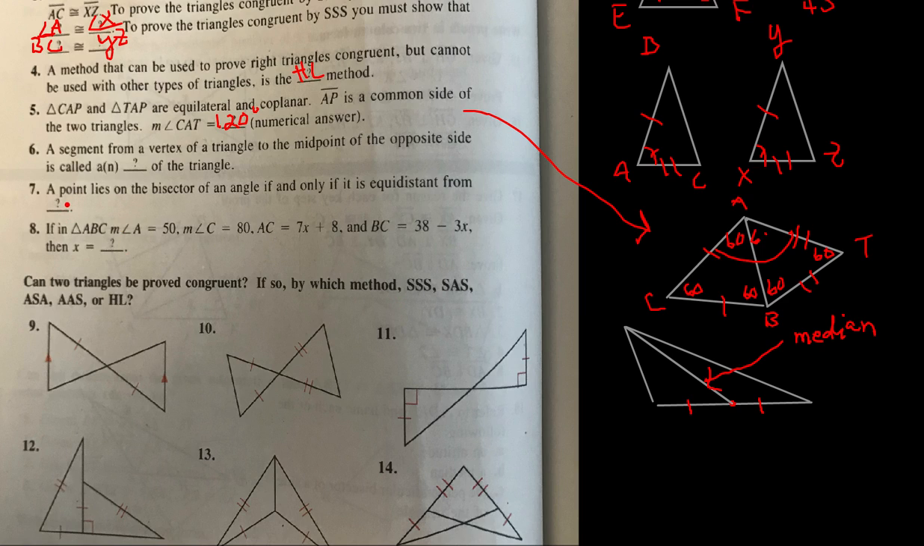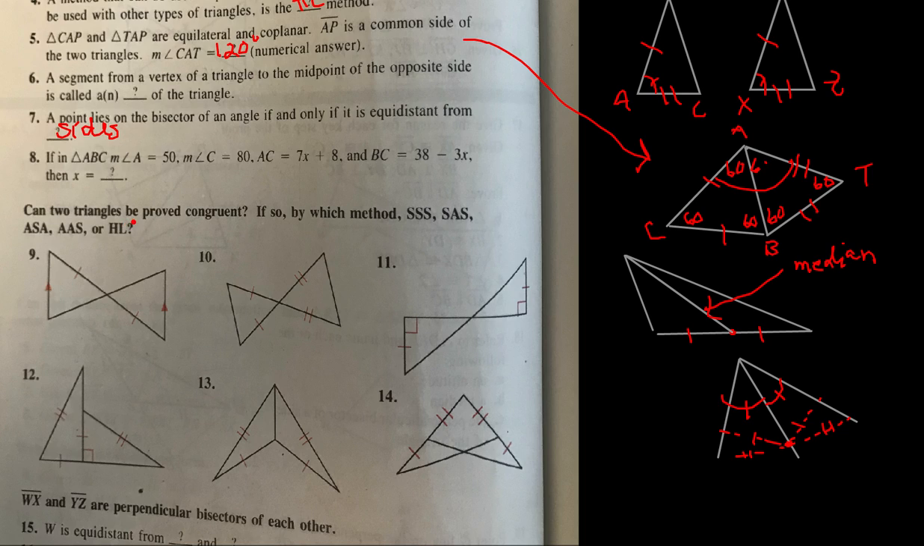Number 7, a point lies on the bisector of an angle if and only if it's equidistant from the sides. So I'm going to demonstrate that, though I'm running out of room on the side here. If you have an angle, and we have a point on the angle bisector, which means this is congruent to this. If that is true, then the distance from the sides are always going to be the same. Any point on the bisector, this is going to be the same as this, or any point on the side, this is going to be congruent to this. So the answer is sides.